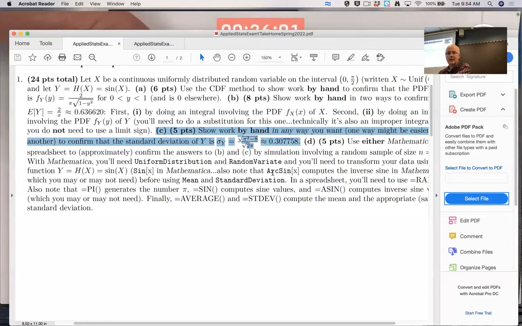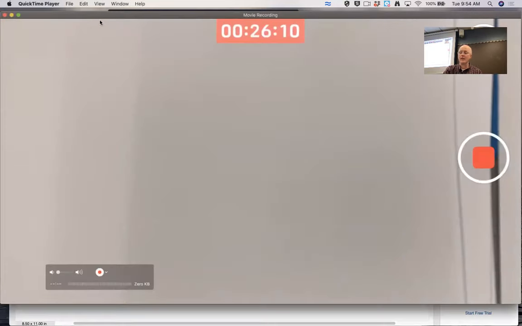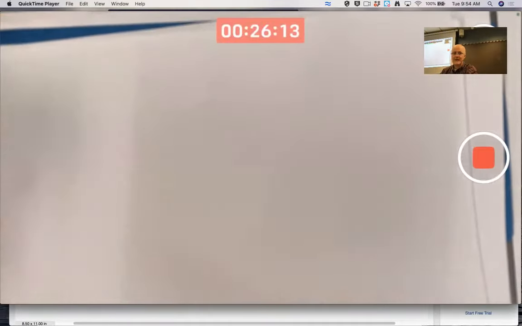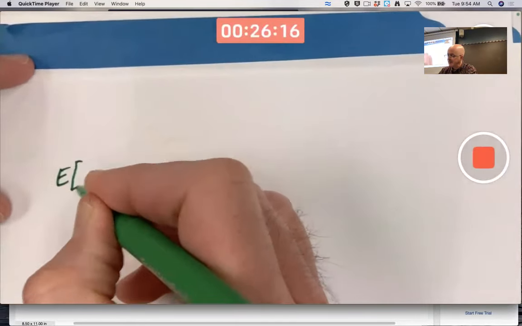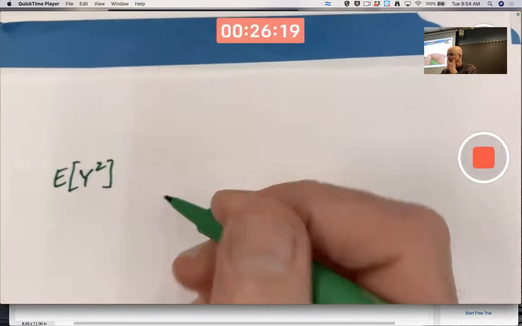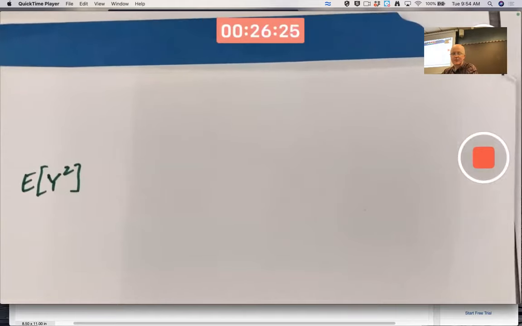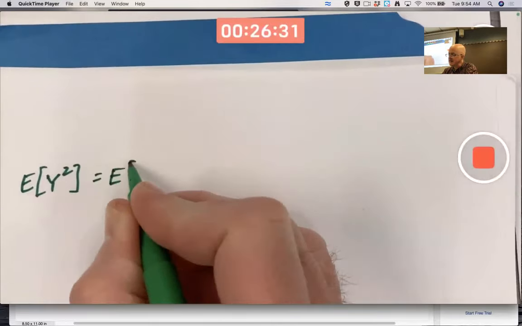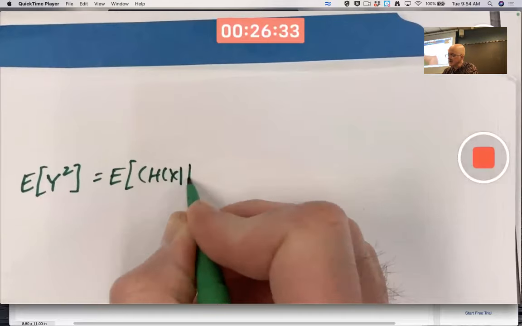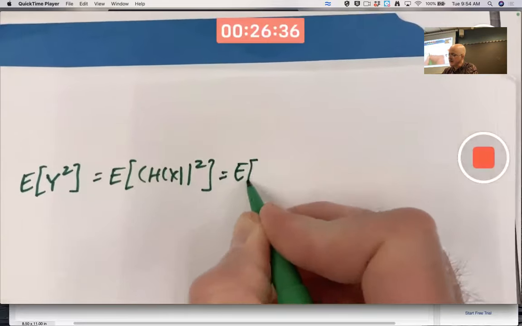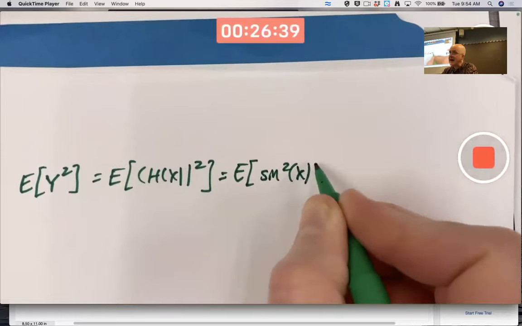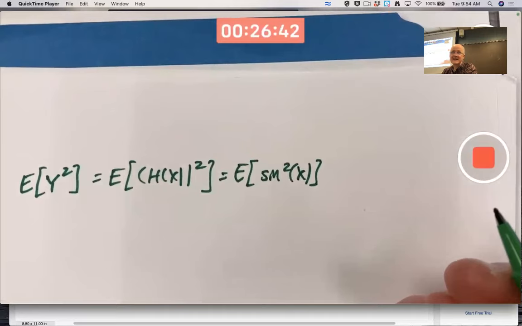Of course, to find the standard deviation, we've got to find the variance first. And to find the variance, we've got to find the second moment first. So you could find the second moment of y, which is the hardest part of the problem. The way I was thinking of doing this that would be easier is to use the generalized expectation formula to say this is the same as the expected value of h of x squared. In other words, the expected value of sine squared x. And doing that integral, although that's still not super easy because you've got to integrate sine squared.